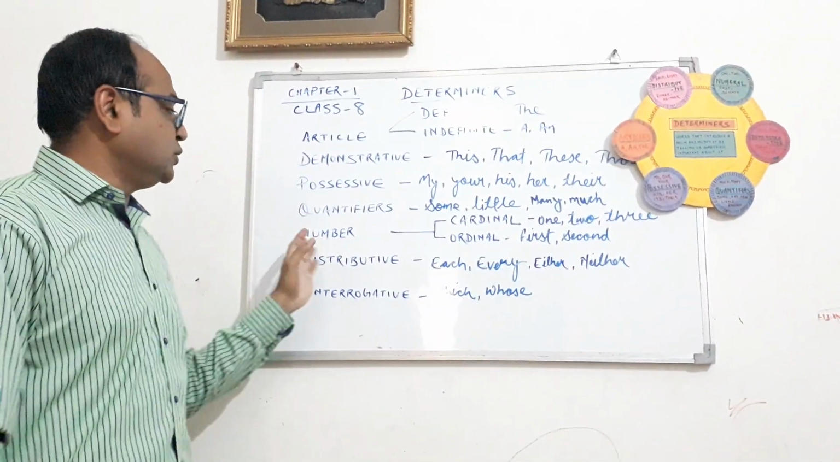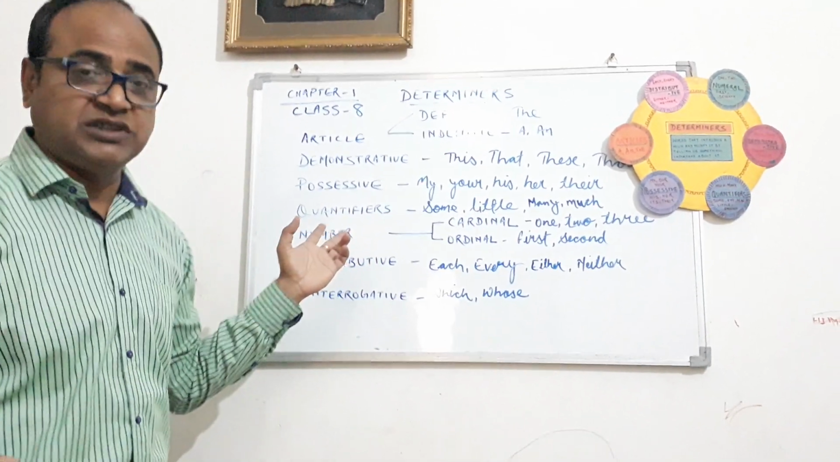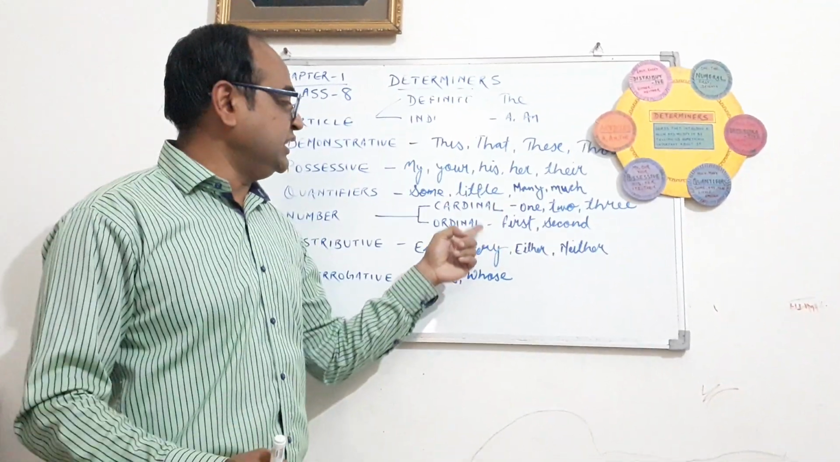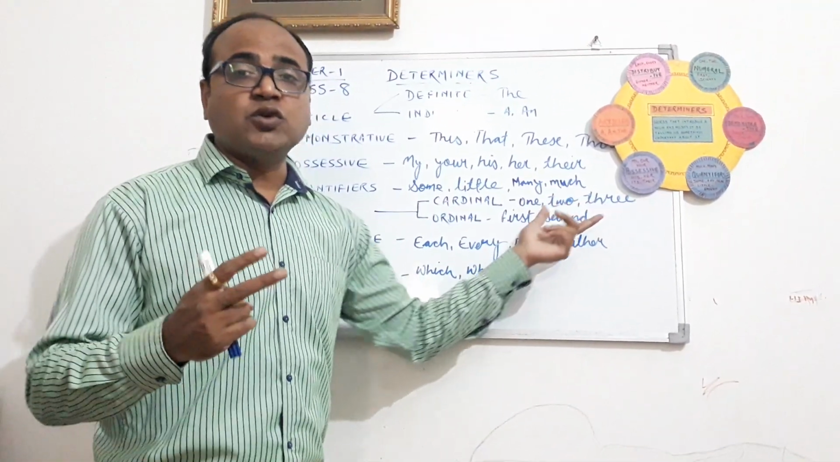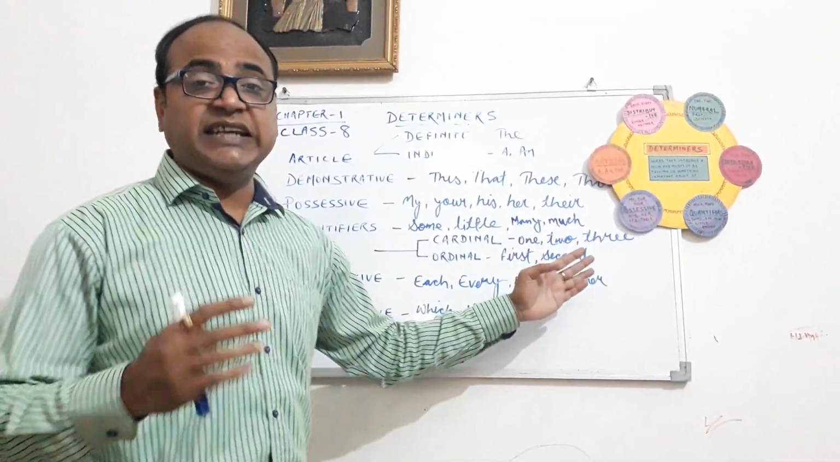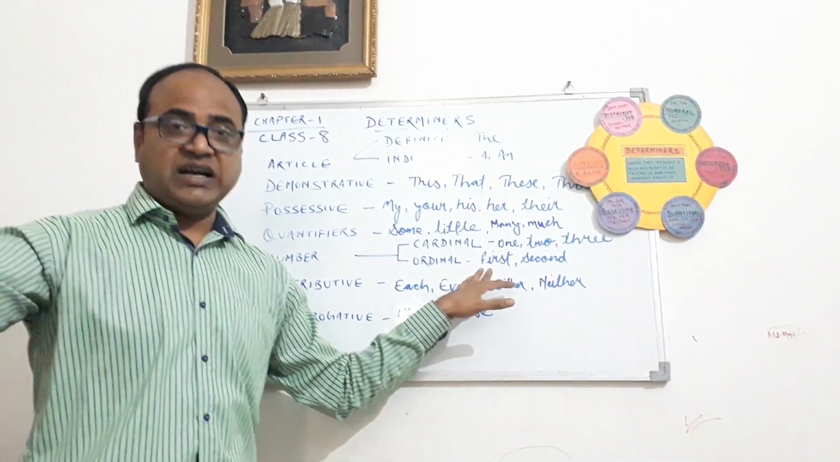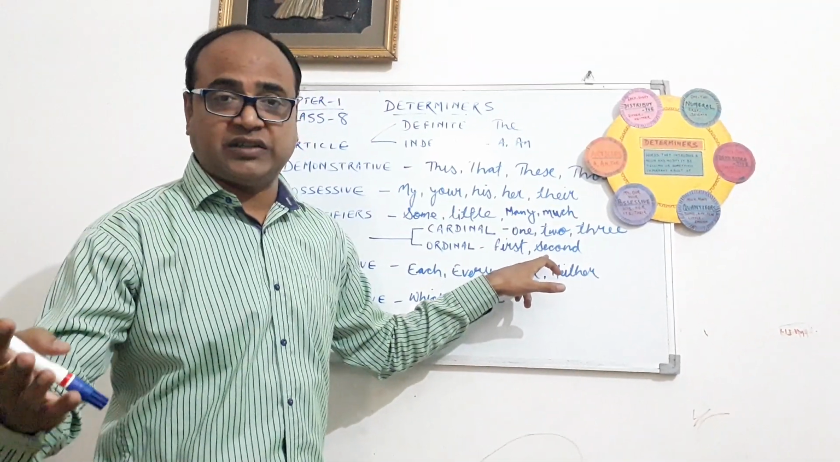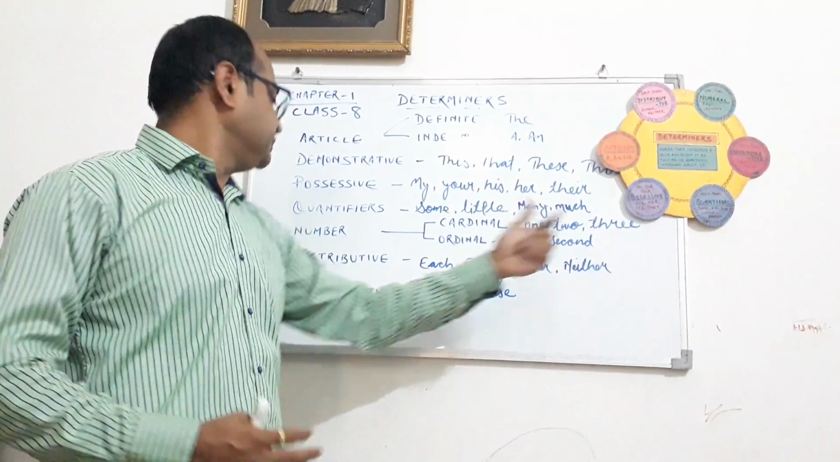Now let us come to the number determiners. Numbers talk about the quantity which can be counted. Number is again of two types, cardinal and ordinal. In cardinal we have 1, 2, 3. I have 2 coins with me. I have 3 coins with me. I live on the first floor. He has the second plot. So second plot is a noun phrase, and second is a determiner.